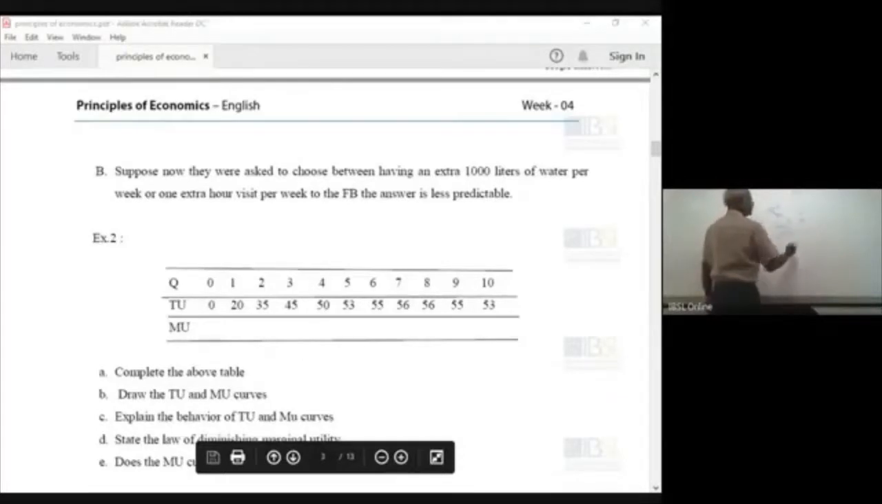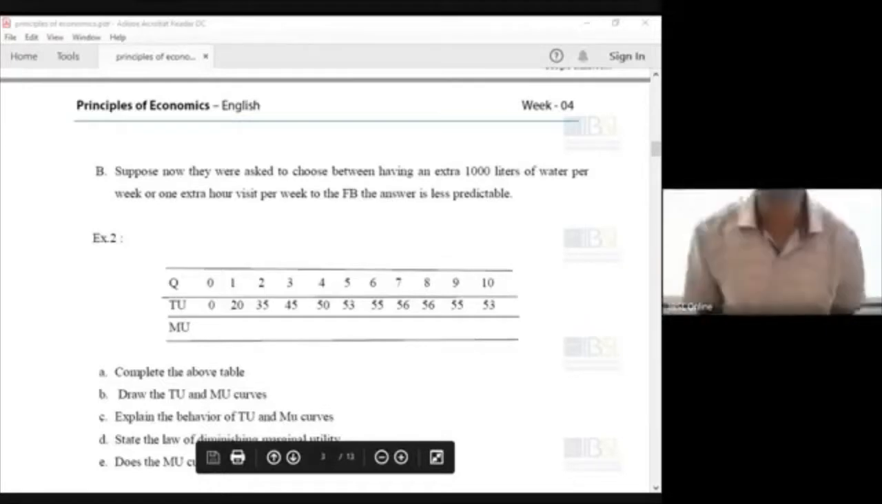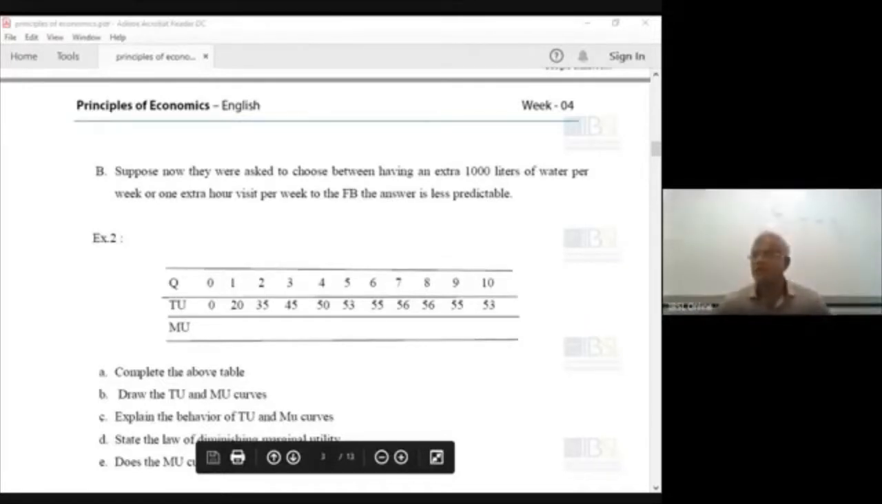5. So, remember, what is marginal utility? Change in total utility divided by change in quantity. TU2 minus TU1 divided by Q2 minus Q1. 45 minus 35 divided by 3 minus 2. Right. Now you can calculate this, right? Yes.